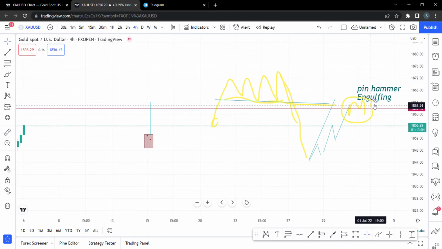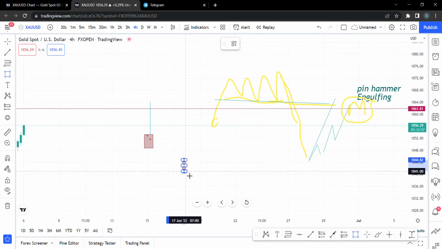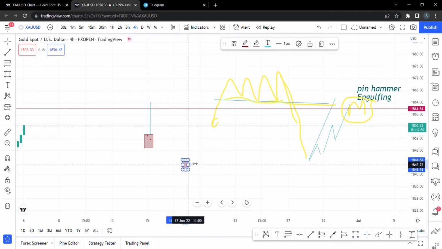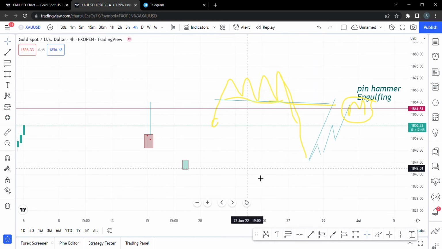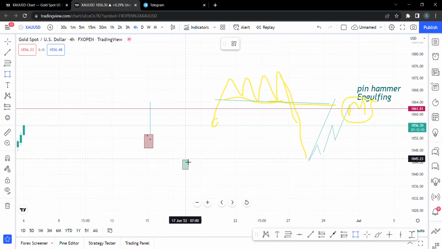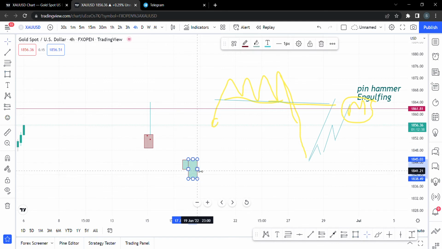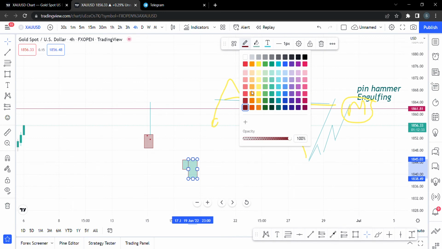Now the second thing you need to see is the engulfing candlestick. The engulfing candlestick is something like this. You have your smaller candlestick here. Let's say this is a bullish candle. Then you have your bearish candlestick totally engulfing it, right? To show that yes, it's time to go down. Now this works every time. Believe me, this works every time.